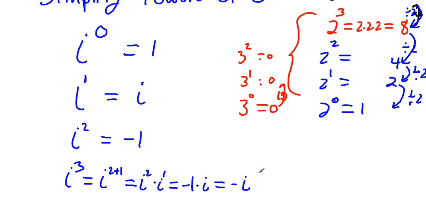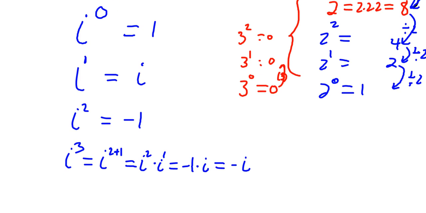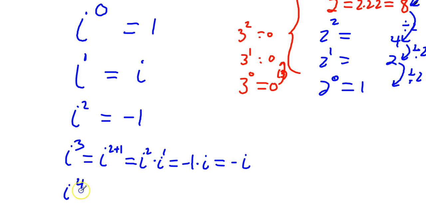Now, everything after that is going to repeat. If you did i to the 4th power, you could say, well, that would be i to the 3rd, which is negative i, times i, so you can make that i to the 3 plus 1, or you can make it 2 times 2. There are all kinds of different ways you could take 4 and break it up. You could do 3 times 1, or 3 plus 1, or you could do 2 times 2.